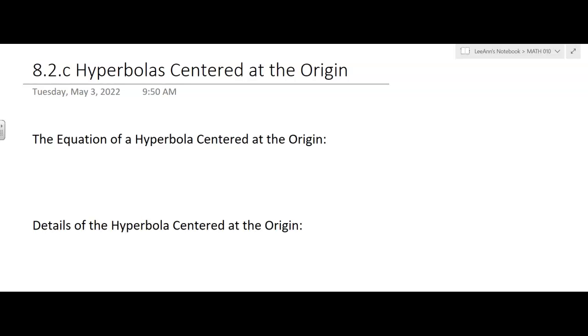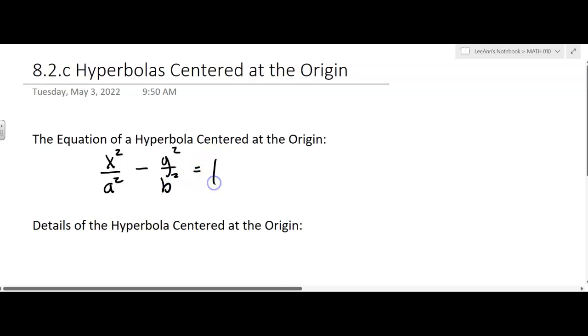Okay, so we're going to focus on hyperbolas centered at the origin right now. And so there are two equations. One is x squared over a squared minus y squared over b squared equals 1. So it's very similar to the equation of an ellipse. You can see that the big difference is that subtraction sign. That's the difference. So when you're looking at equations and you're trying to decide is it an ellipse or a hyperbola, that's what you have to look at.